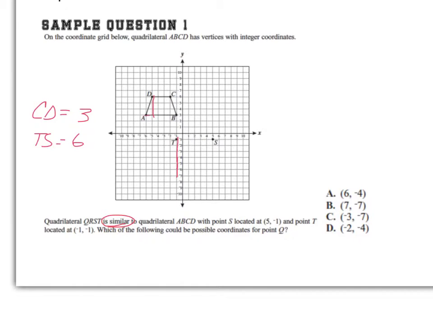And instead of going over 1 to get to the next point, I'm going to go over 2. So that's a coordinate of -3, -7. That would be my Q, and actually that's right here. Multiple choice answer C.